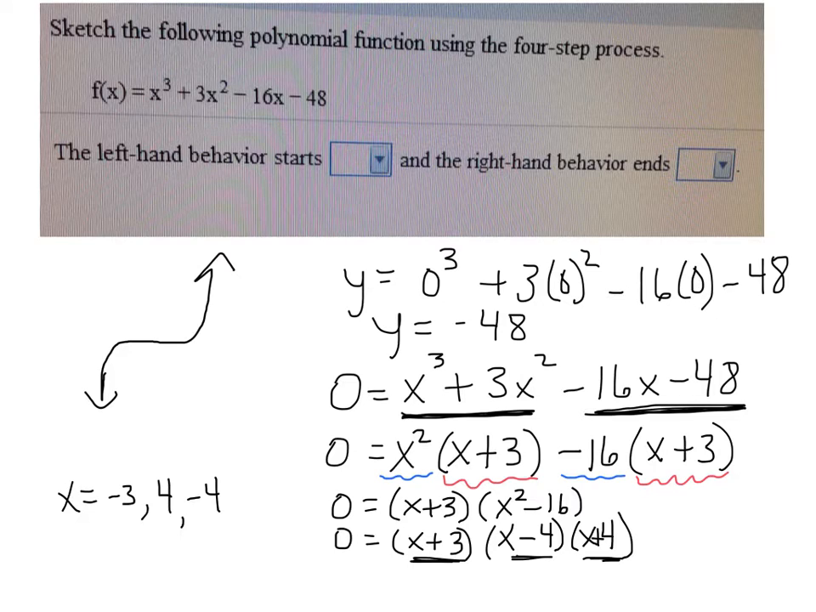If they ask you for multiplicity on this one, each of these only show up once. So the multiplicity for each of these x-intercepts is just 1.